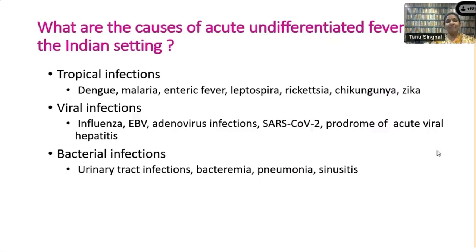And then we also have bacterial infections such as urinary tract infections, bacteremias, pneumonias, and sinusitis. So pneumonia, you often just present with fever. You may not have cough, breathlessness, especially in the elderly people. And in children, we see often sphenoid sinusitis coming with just fever and no other respiratory manifestations.